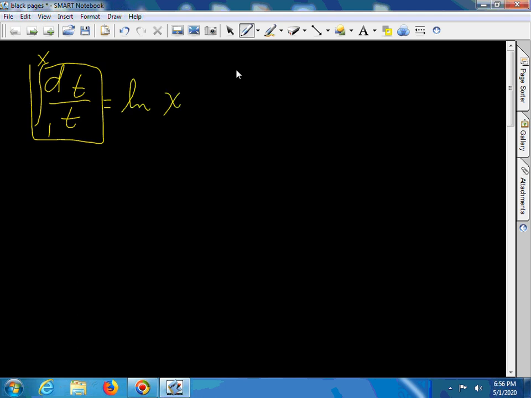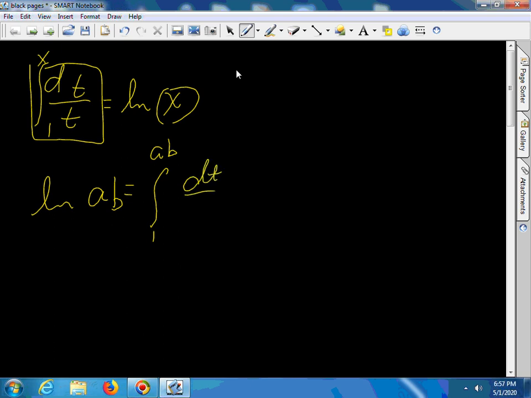So now, if instead of x we had a, ln of a is equal to the integral of dt over t from 1 to a. But what I really meant to write is that ln of ab is the integral from 1 to ab of dt over t. And ultimately, I want to show that that's ln of a plus ln of b.